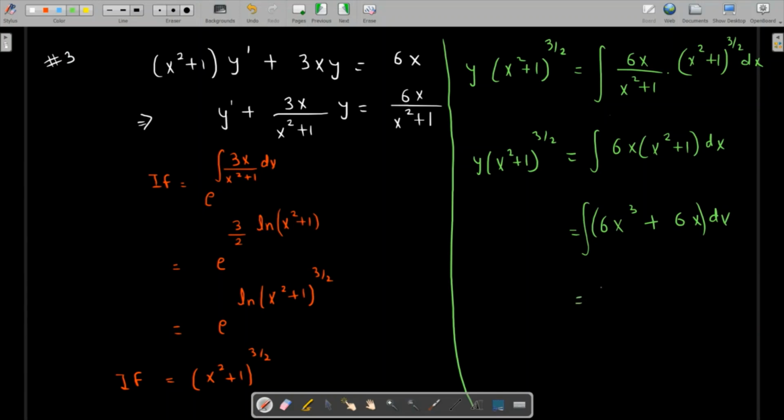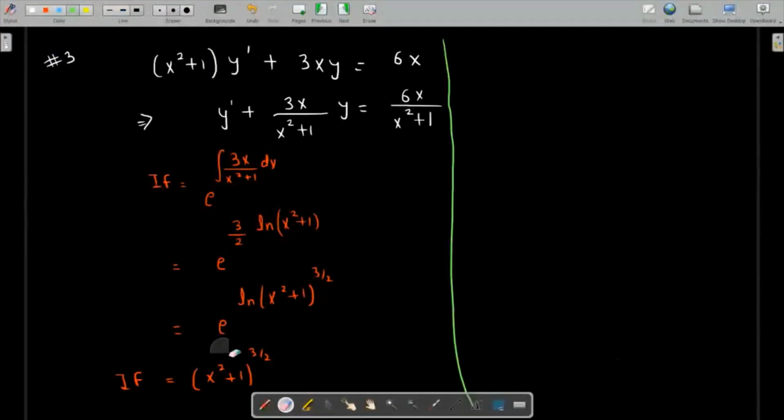Should be integrated. 6 can in fact be taken outside, so this is going to be x raised to the power 4 over 4, and x squared over 2, plus c, the constant of integration. So when 6 is taken inside, this is 3 over 2. In fact, we can take a common denominator as 4, so it's going to look like 6 over 4, x raised to the power 4 plus 2x squared, plus the constant of integration c.